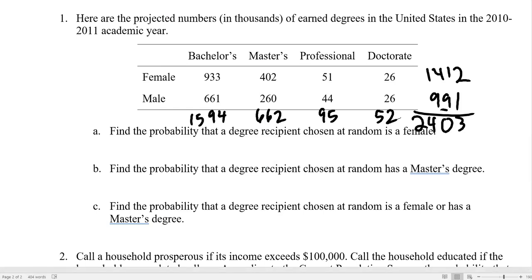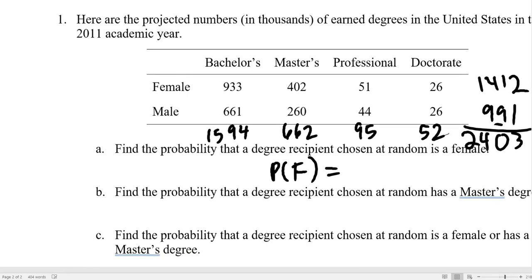Find the probability a degree recipient is female. Well, how many females are there? Well, that's just the 1412. So the probability of a female is the 1412.